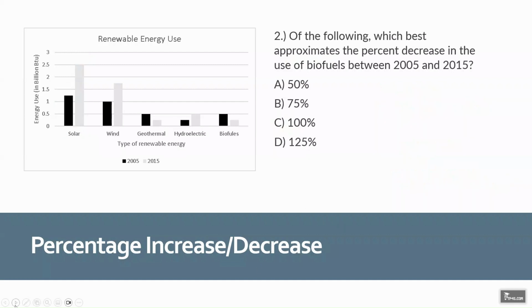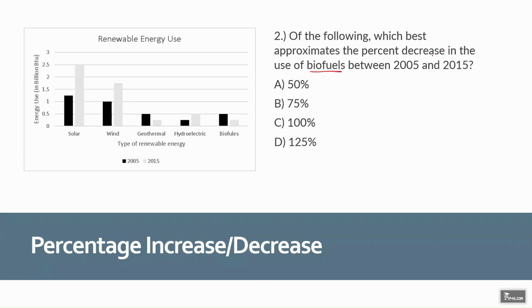All right, let's try it again. It looks like the same question. It is not this time. I know it's the same graph, but this time it wants to know about biofuels. And it's not a percent increase, it's a percent decrease. So please pause the video, try it for yourself.